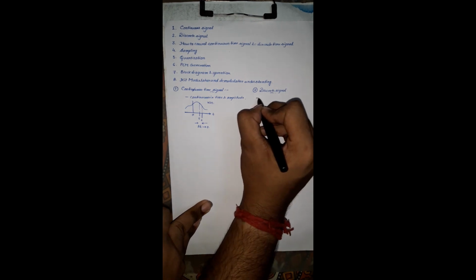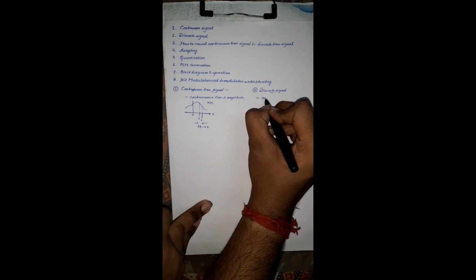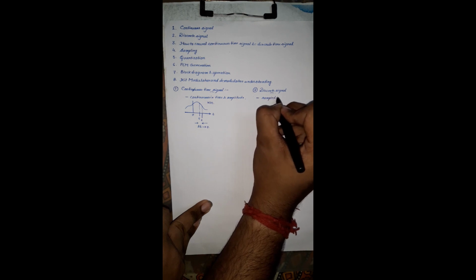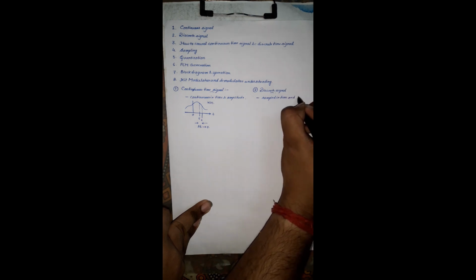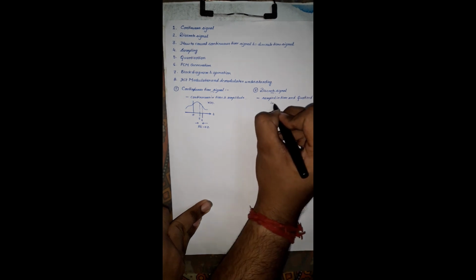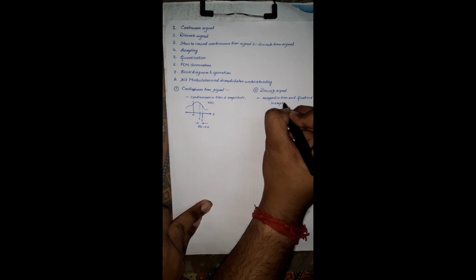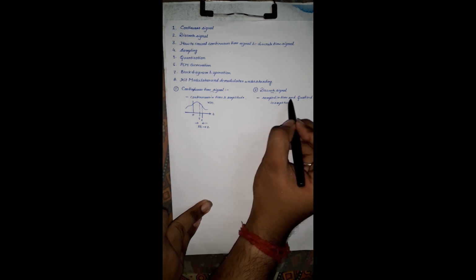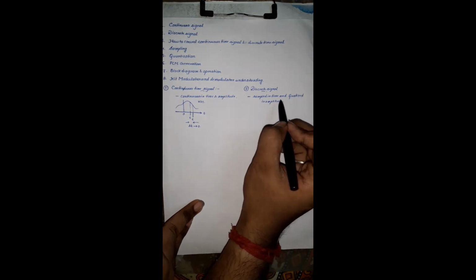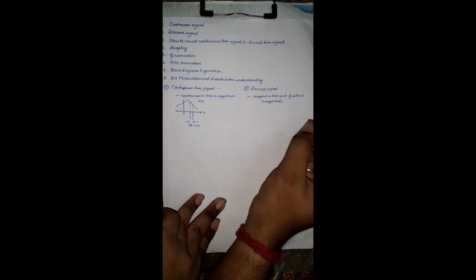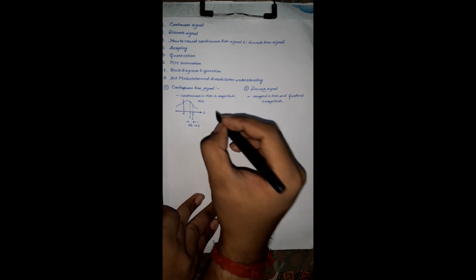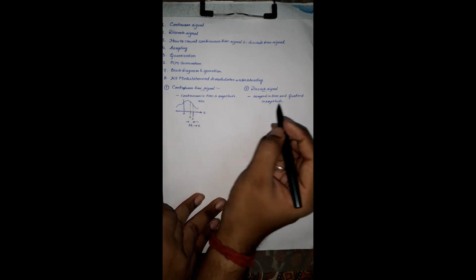Discrete time signals are those signals that are sampled in time and quantized in amplitude. The terms sampled and quantized will be clear to all of you later, but for now I am just writing the definition, and I am just drawing these signals in the discrete domain.